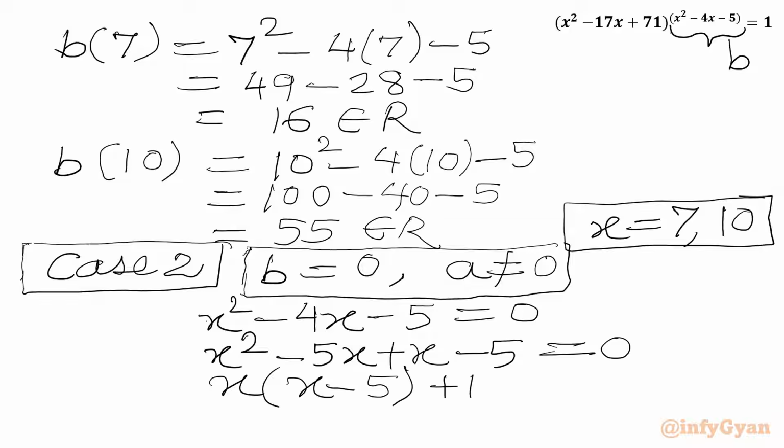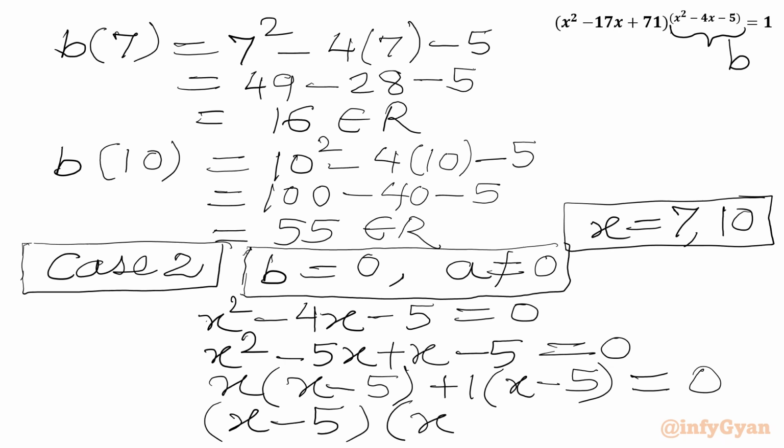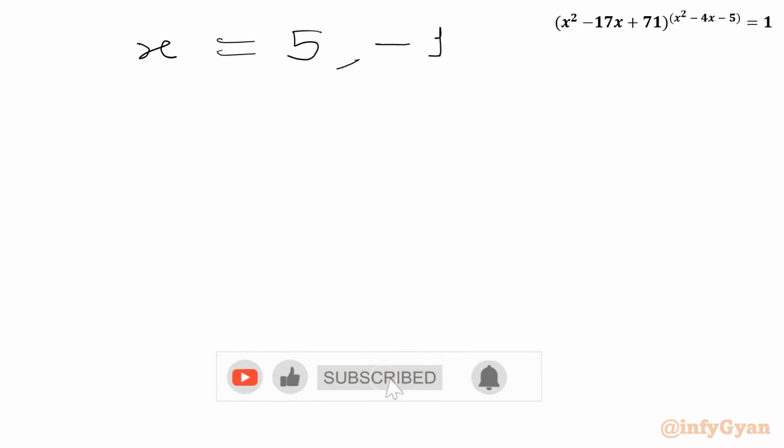Once we take 1 common from the last two terms, we get the same bracket x minus 5. Now x minus 5 is overall common. So we get the factors x minus 5 times x plus 1 equal to 0. Again, we apply the product 0 rule, and we can write x equal to 5 and x equal to negative 1.